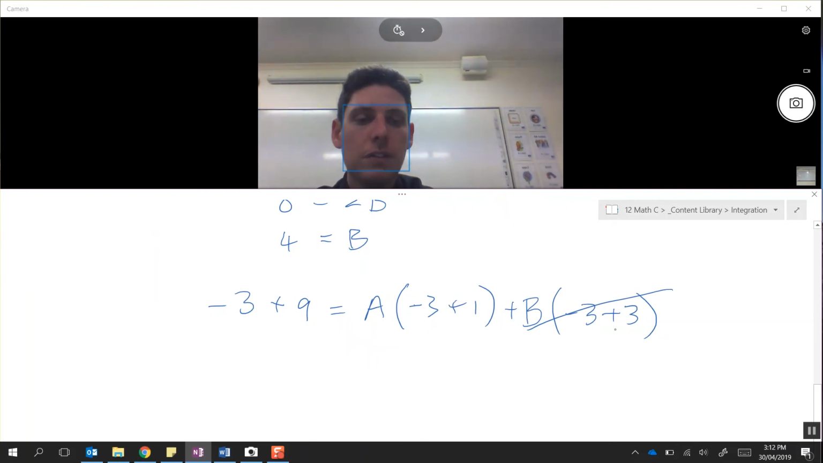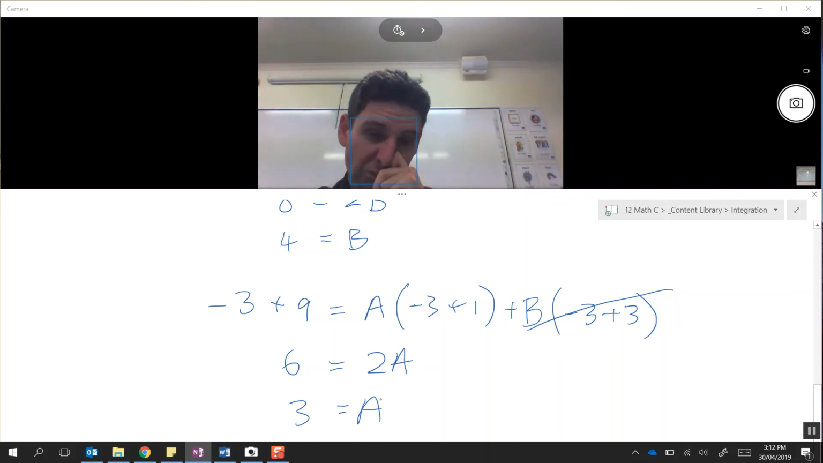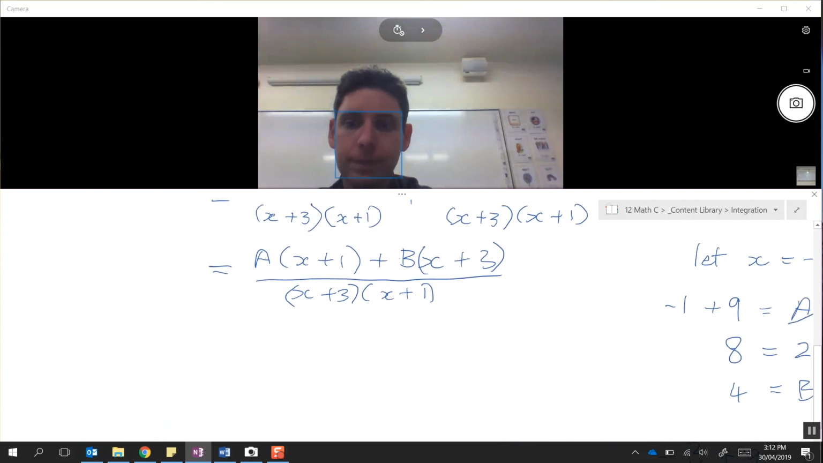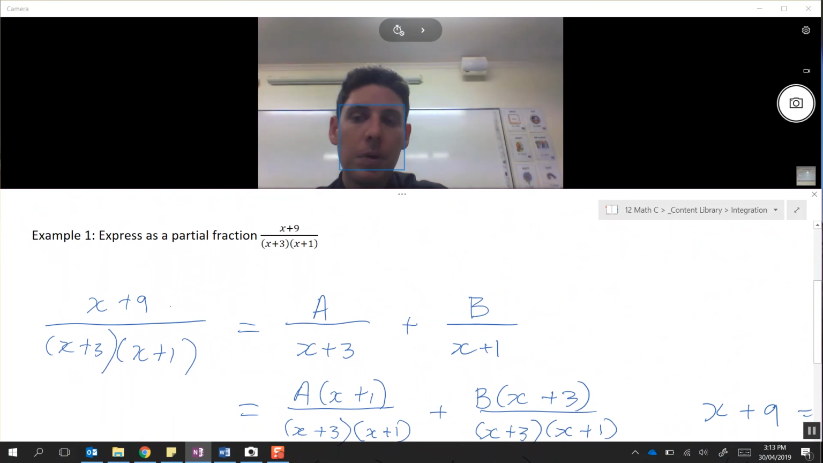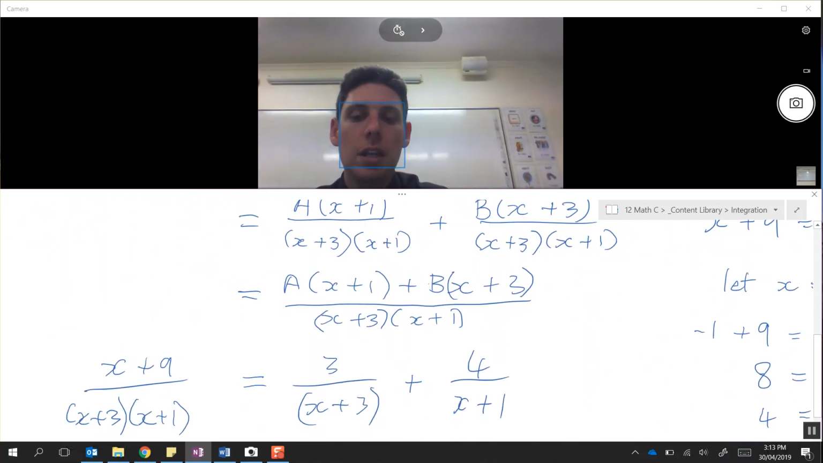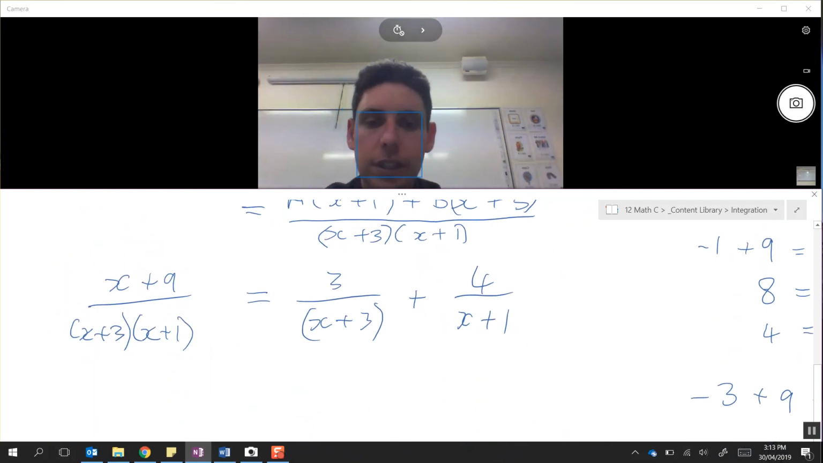Because we found the opposite, negative 3 plus 3 is 0. Negative 3 plus 9 is 6, equals A times 2. So A is 3. And that's it. We've solved it. Okay, so we've expressed the fraction as a partial fraction here.